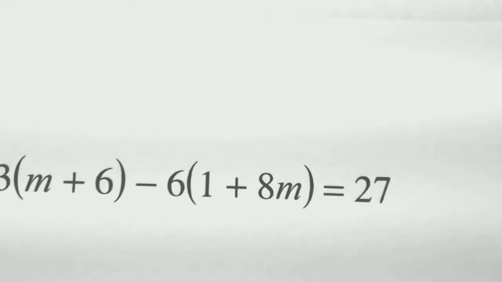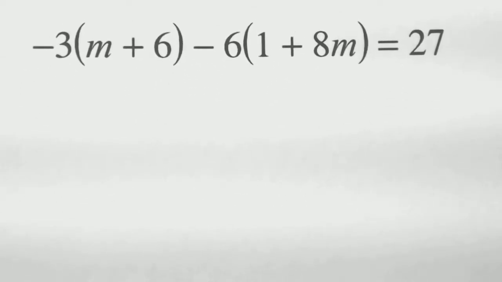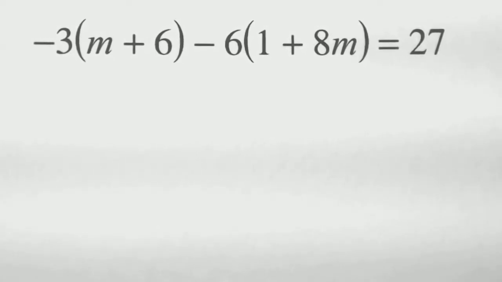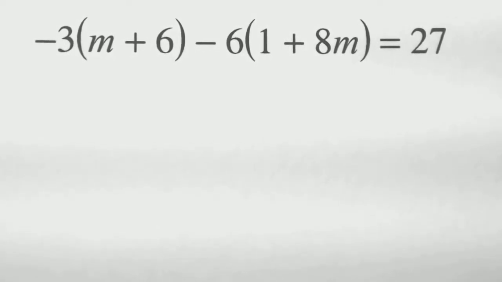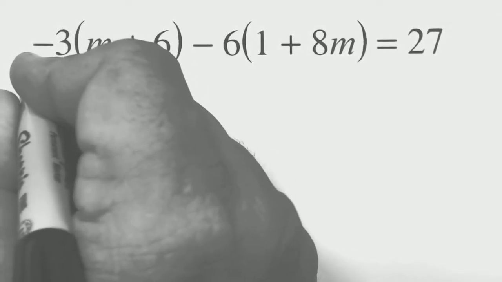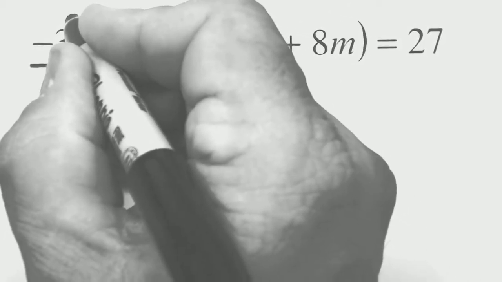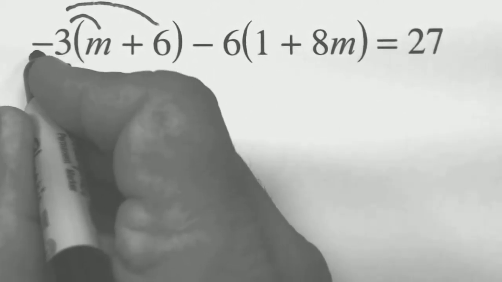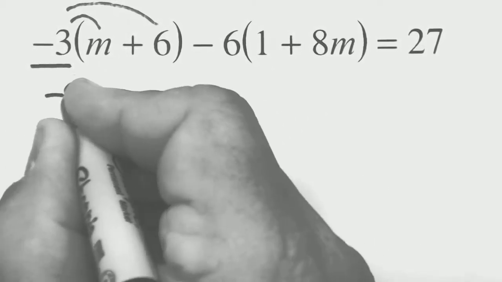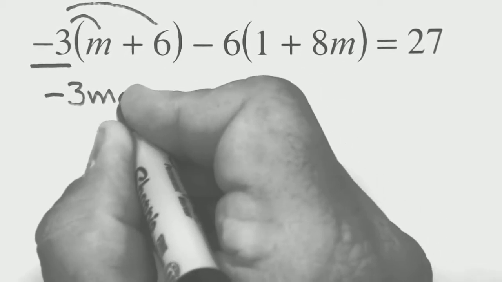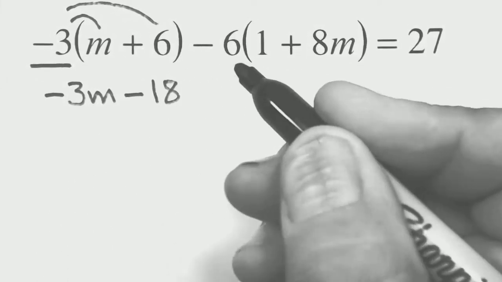Now, of course, we can have cases where we have more parens that we have to get rid of. Here we've got 2 sets of them on the left. So you just spend a little bit more time cleaning things up. Let's go ahead and do that. The first set of parens here, the negative 3 in front has to be distributed into both the guys inside, so let's do that. Negative 3 times m is negative 3m. Negative 3 times plus 6 is negative 18.